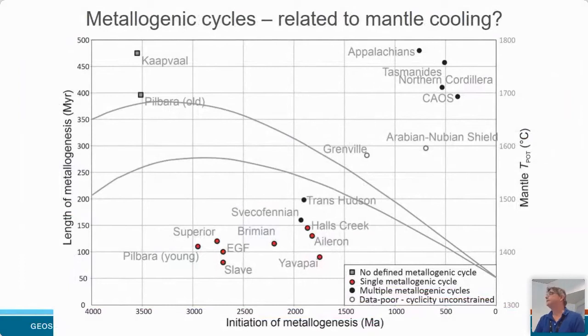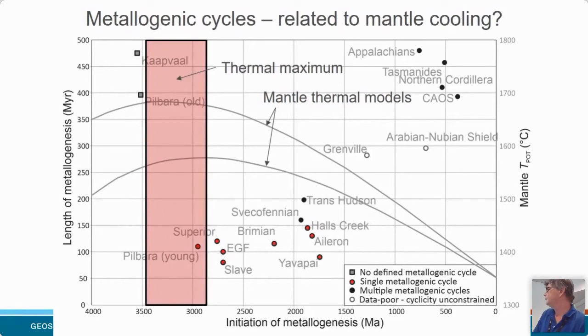We can actually understand this by looking at it in relationship to mantle cooling. The two lines that we see on that are different models of the thermal evolution of the mantle. And the idea is that you have a maximum between 3.5 and about 3 billion years, and that's in both models. One model is slightly younger and one slightly older. But the important thing is that prior to about 3.5 or 3, the mantle is increasing in temperature. Then you have a thermal maximum, and then the mantle starts to cool.